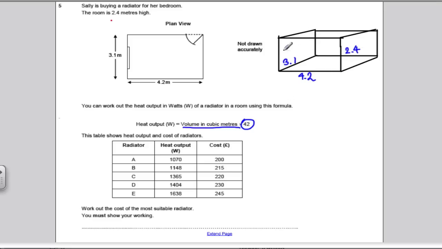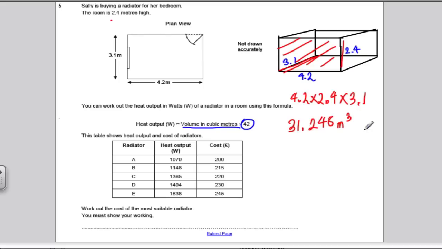So we need to work out the volume. The volume is the area of this front face here. This is 2.4 high and 4.2 across. So you do 4.2 times 2.4 for that area, and then you multiply it by how far back the room is, which is 3.1. You type that all in your calculator, and you get 31.248, and the unit is meters cubed.